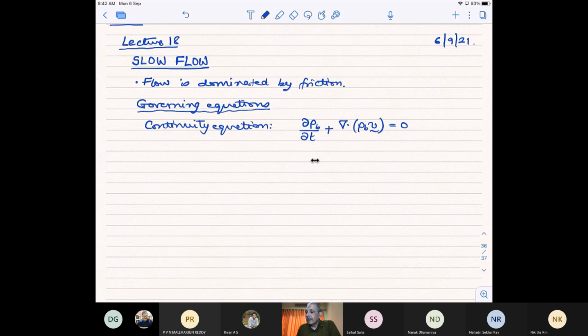So over here, rho b is the bulk density, that is the particle density times the solid volume fraction, and v is the velocity. So here is the first equation, and the second one is the momentum balance equation, written in terms of the stresses.